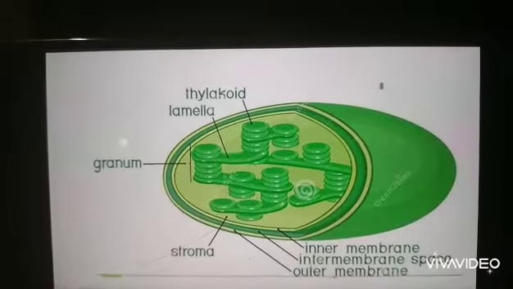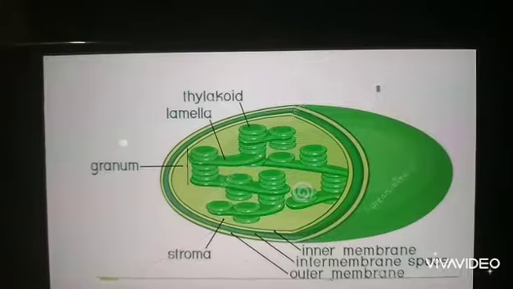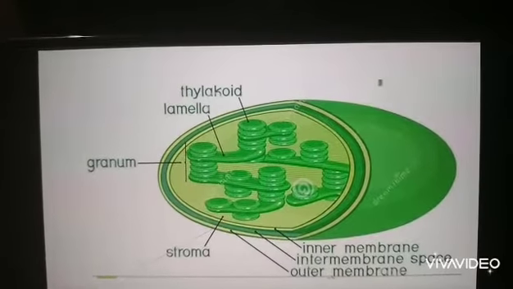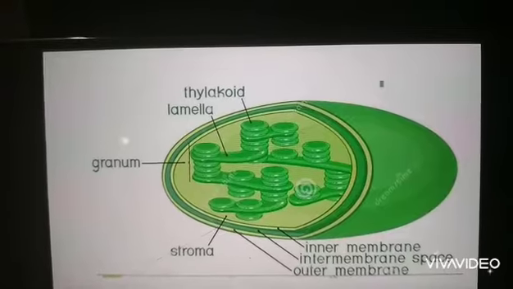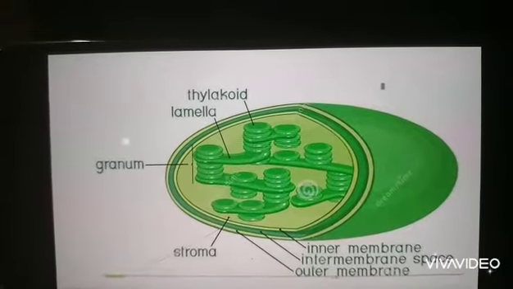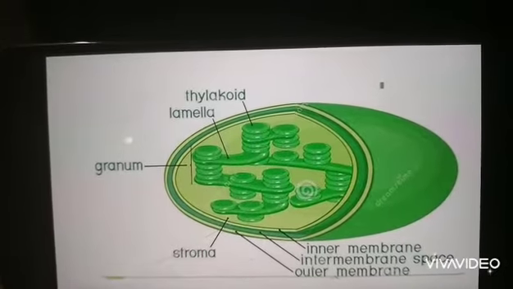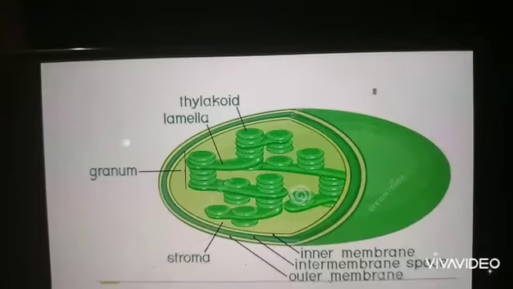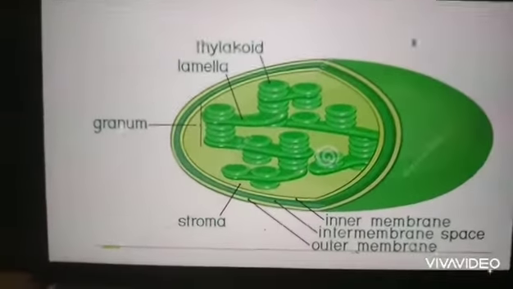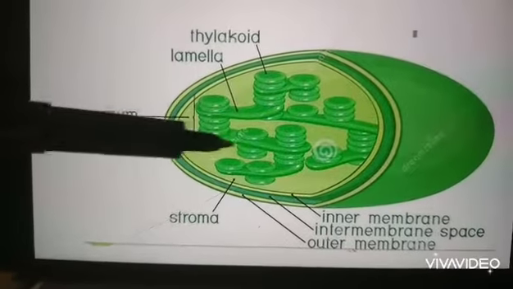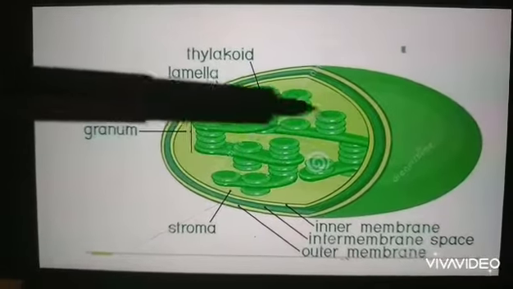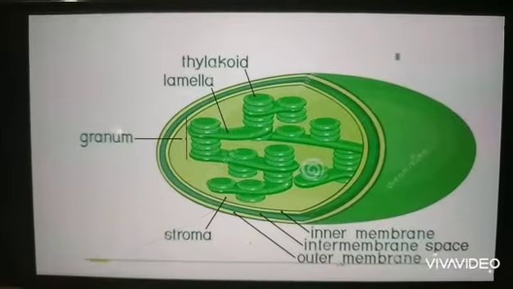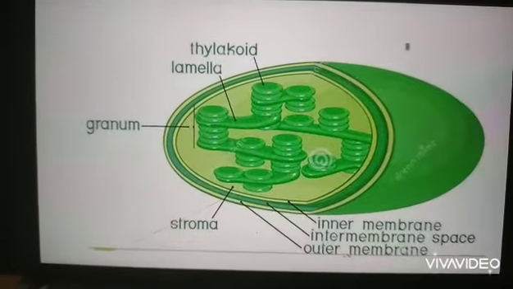Chloroplasts also contain various yellow or orange pigments in addition to chlorophyll. As you can see in the diagram, the internal organization of chloroplast consists of numerous membrane layers embedded in a material called the stroma. You can see this structure, the membranous structure, is known as stroma.